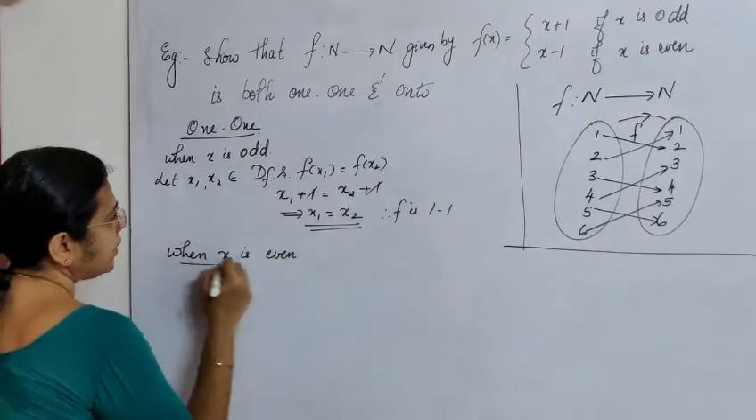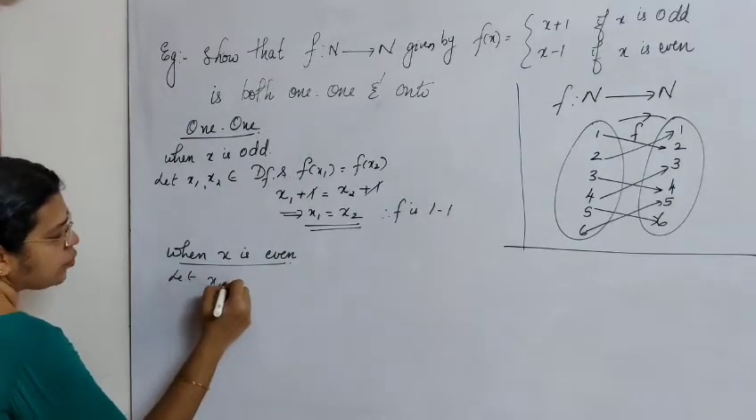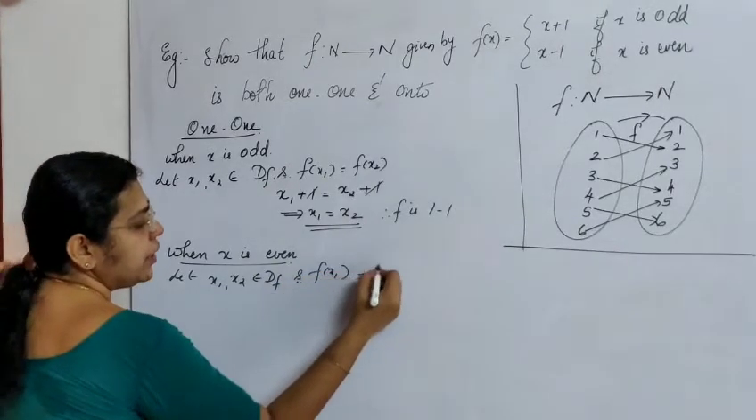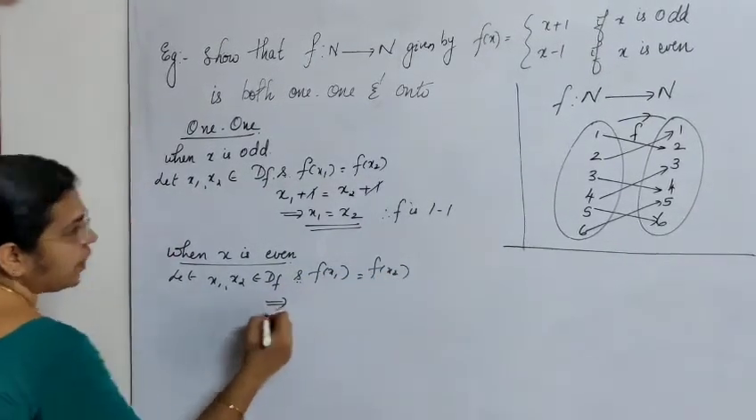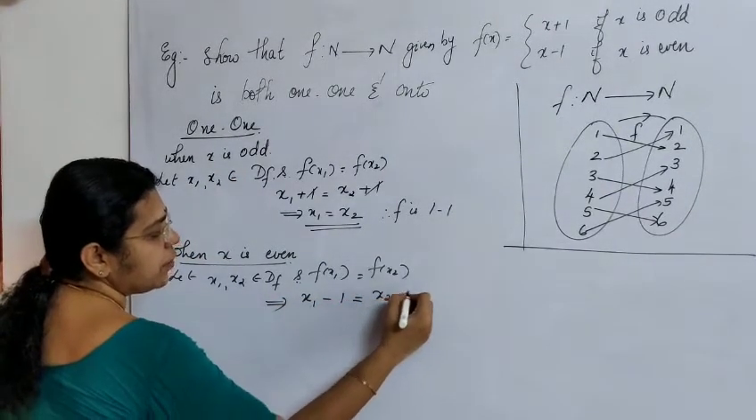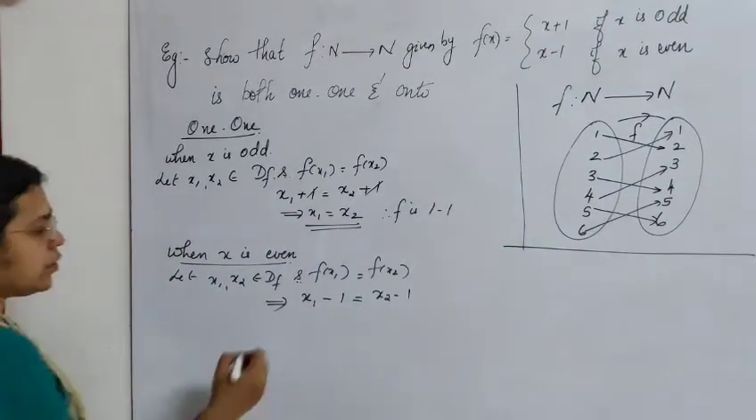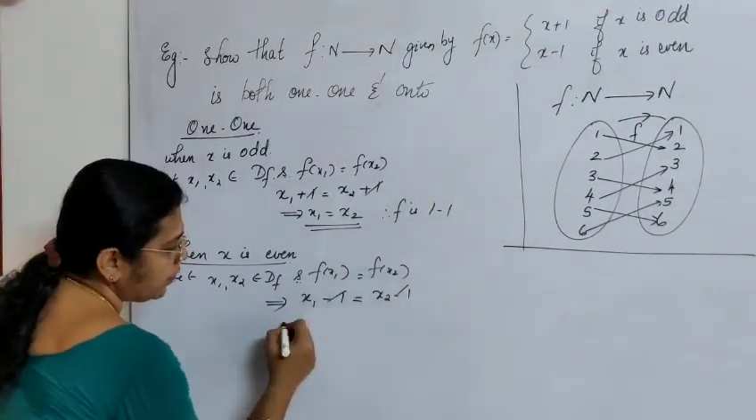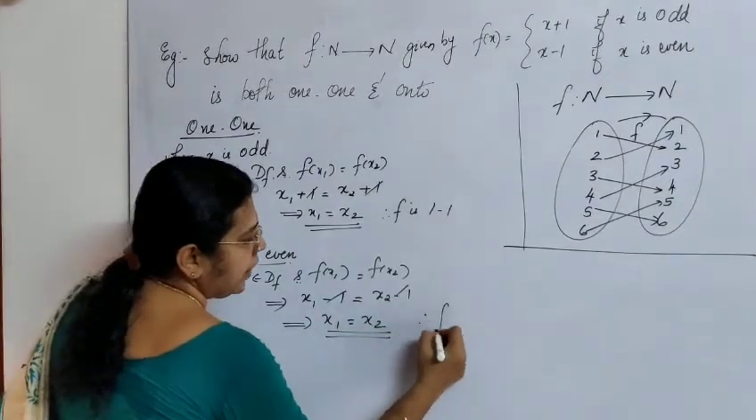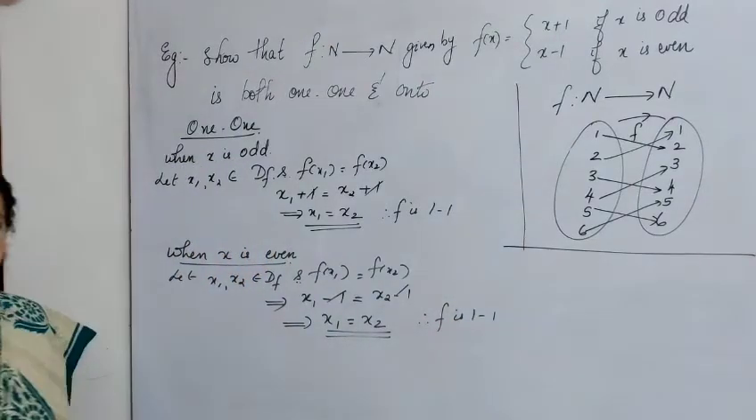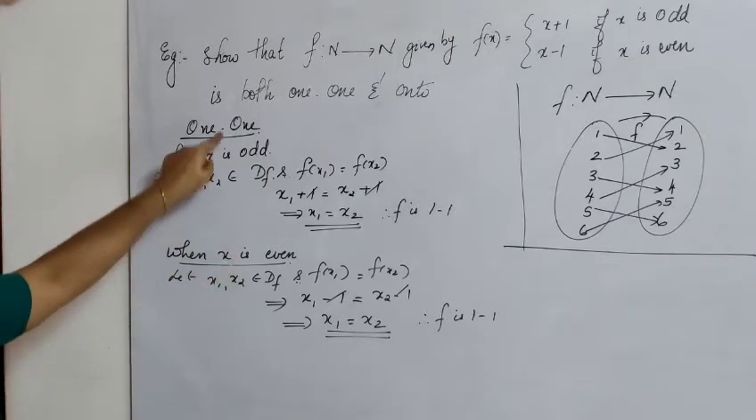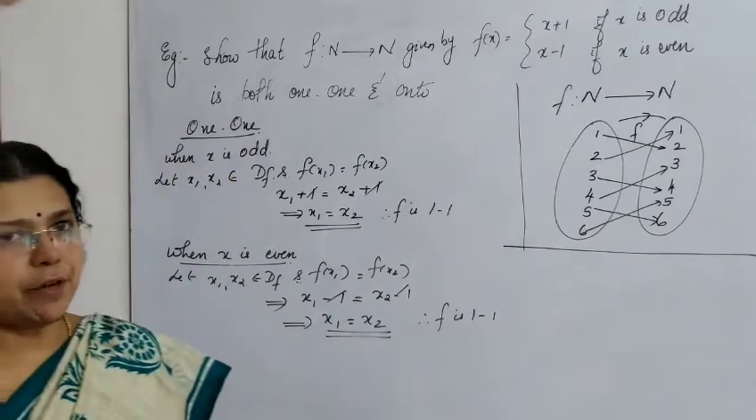Now, when x is even, let x1, x2 belong to the domain of the function such that f of x1 equals f of x2. This implies what? When it is even, what is the function's value? x1 minus 1 is equal to x2 minus 1. Right? So the minus 1 cancels. This implies x1 is equal to x2. Further, I can say that f is 1-1. Right? So in both cases, when x is odd as well as when x is even, the function is 1-1.